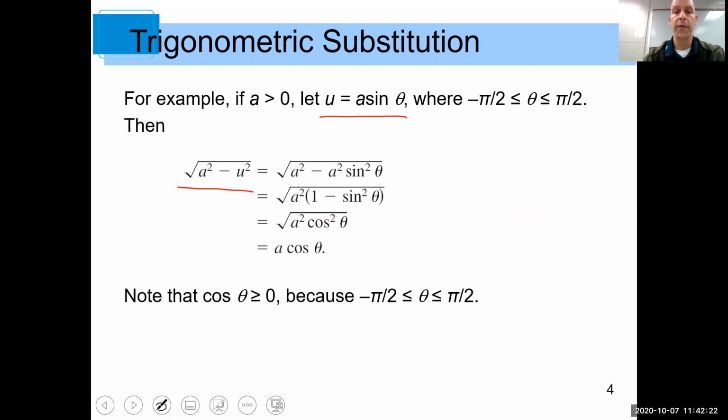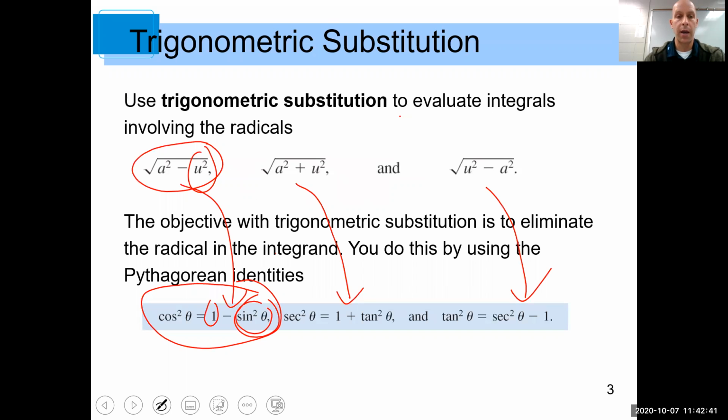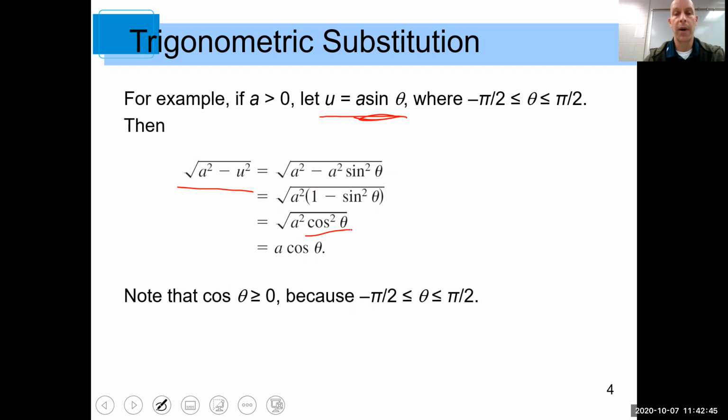Watch what happens. We're going to let a just be a, so it's a squared minus, and now instead of u squared, this is a squared sine squared theta. You'll notice that both of these terms have an a squared in them, so they can be factored out to the front. And then 1 minus sine squared theta, we know that's going to be cosine squared theta by the Pythagorean trigonometric identity.